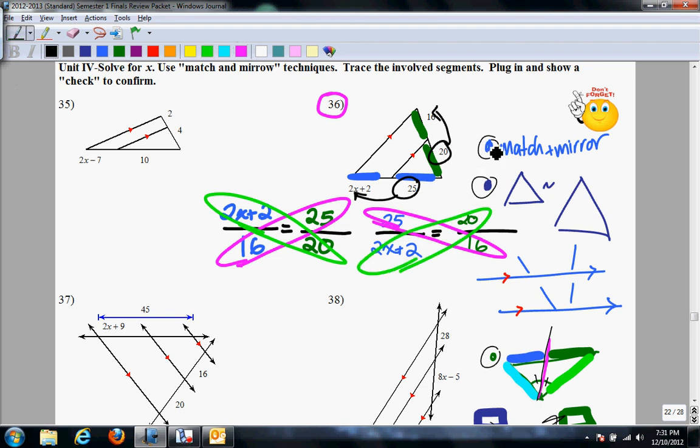This is what's called matching and mirroring. You match the sides, you mirror the direction. Very important that you color code this and that you physically draw your arrows and trace stuff out. That helps your brain recognize what matches and what mirrors. When you're done, whenever you solve for x, plug it in and make sure that when you plug x back in, the ratios all match up.